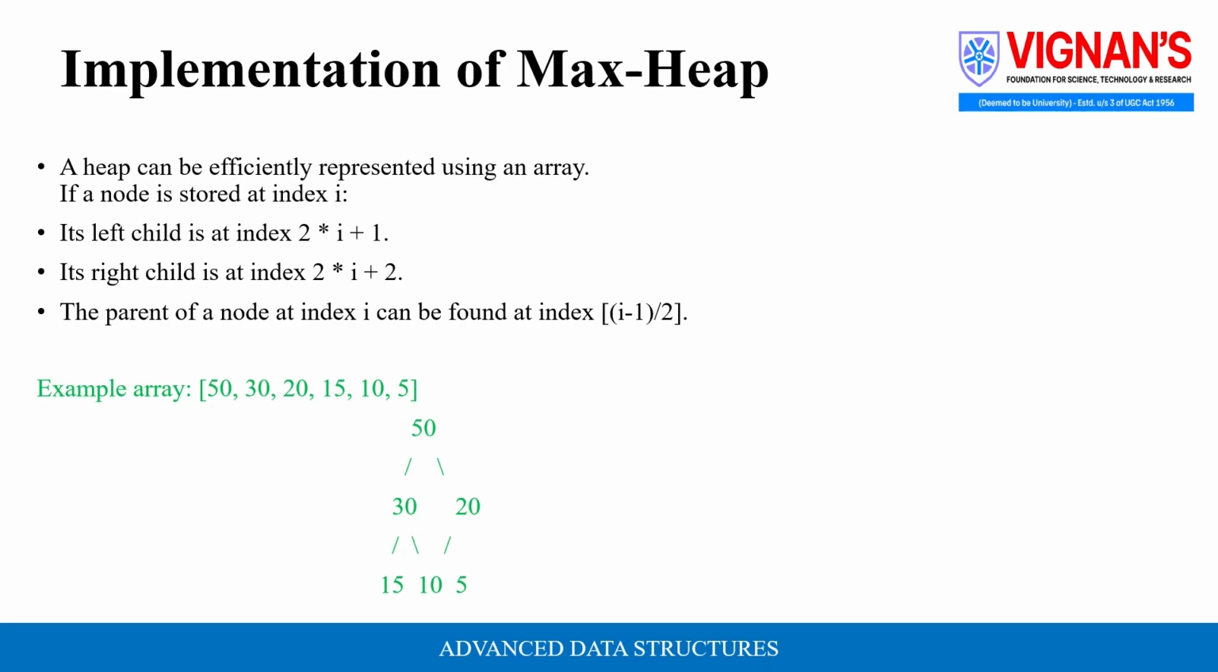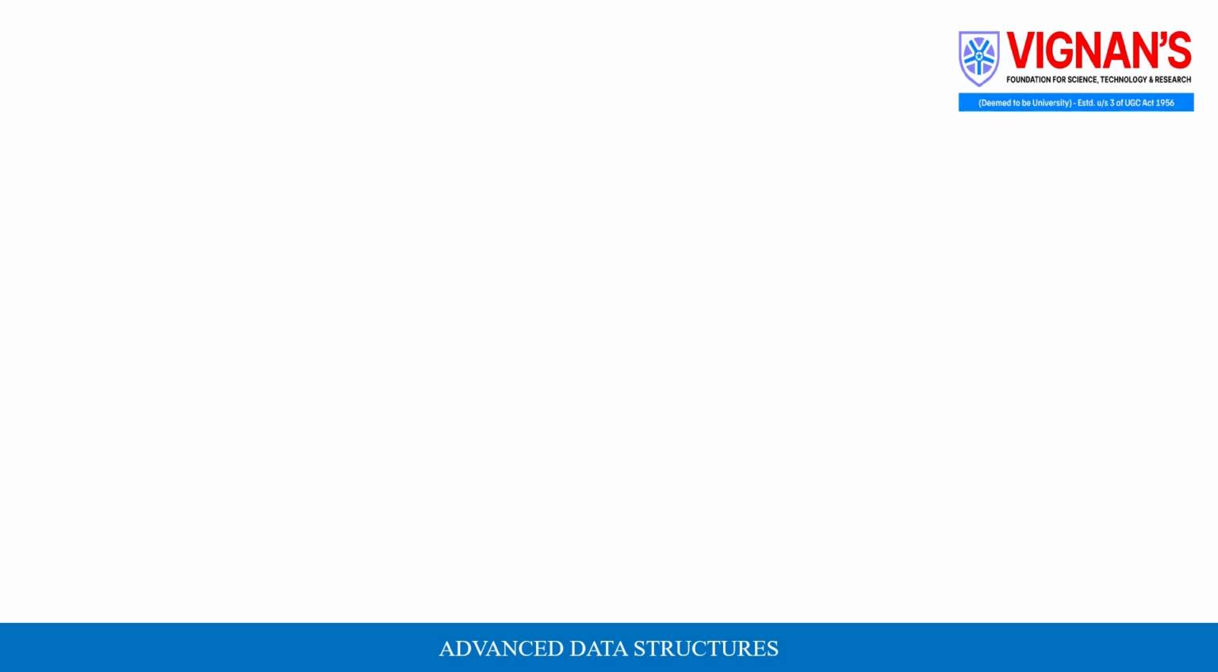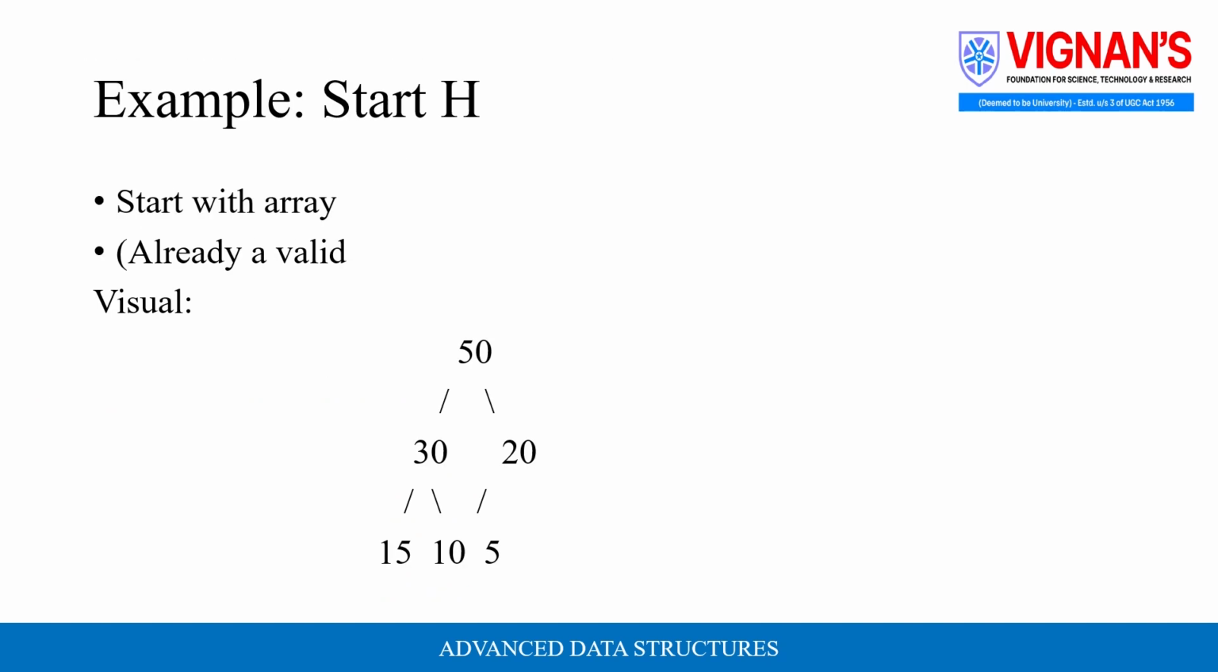50, with children 30 and 20, and below them 15, 10, 5. This is already a valid max heap. The array 50, 30, 20, 15, 10, 5 represents a valid max heap. We will use this example for insertion and deletion operations.